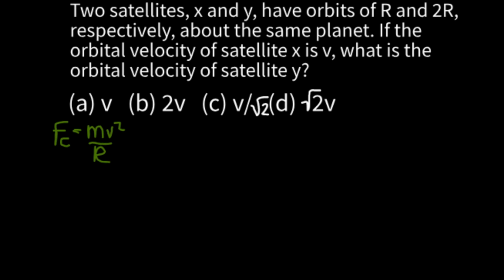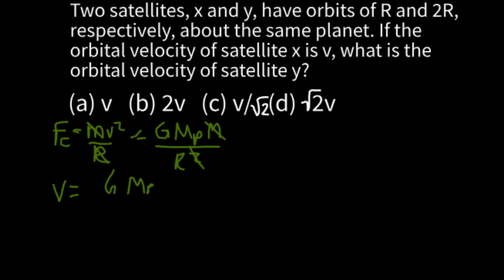In this case, the centripetal force would be the force of gravity that is keeping these satellites in orbit. And we know that is G times the mass of the planet times the lowercase m for the mass of the satellite divided by the radius of orbit squared. Well, we can cancel out the mass of the satellite and one part of the radius of orbit, and then we can see that our velocity is equal to G times the mass of the planet divided by the radius of the orbit, and take the square root of that.